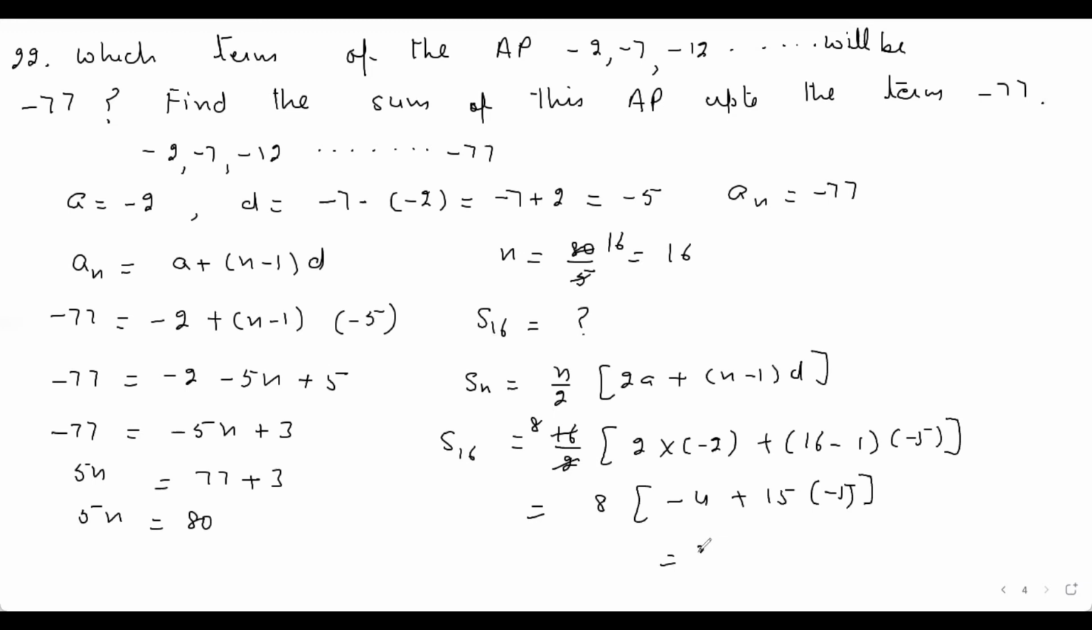That is equal to 8 minus 4 minus 75. That is equal to 8 into minus 79. That is equal to minus 632. That is the answer. So in this sum, first you will find n, then you will find S16.